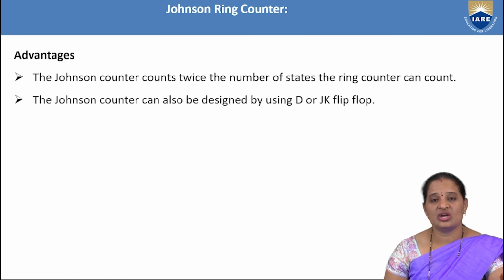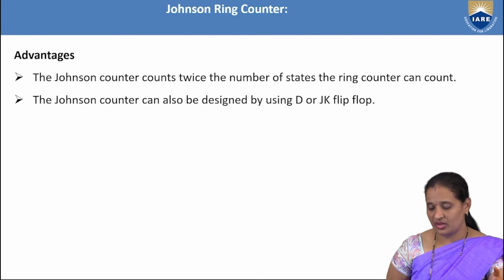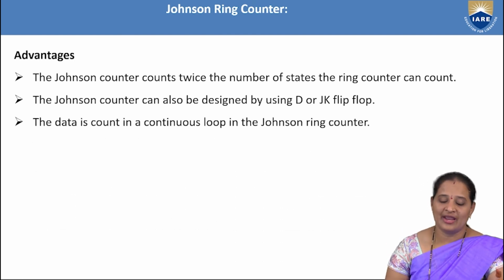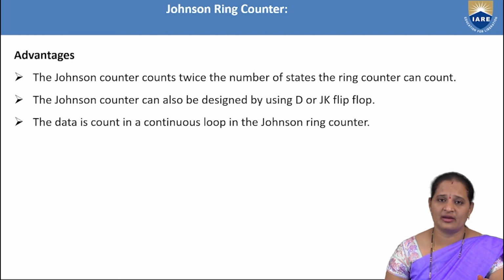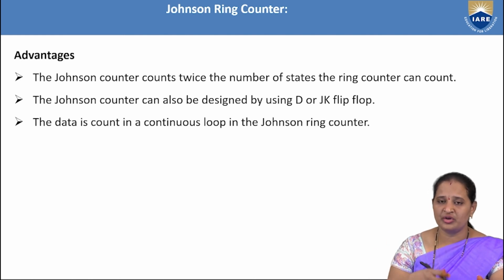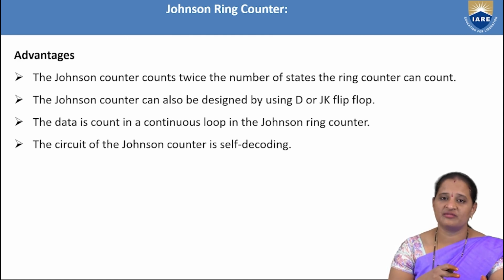And next, the Johnson counter can also be designed using JK flip-flops. And the data is counted in a continuous loop in the Johnson ring counter. We are not applying any external data. Whereas in the ring counter, we were providing the preset input in order to preset the first flip-flop to 1, we don't have any extra external input to the Johnson ring counter. With the help of the continuous loop, it can change its state.